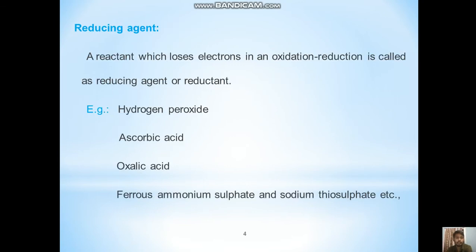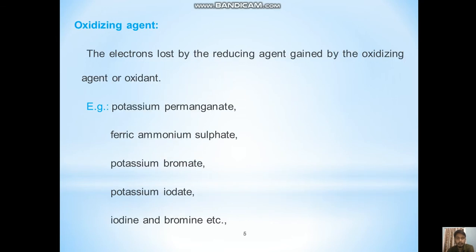species. So reducing agents are there. A reactant which loses electrons in an oxidation reduction is called a reducing agent or reductant. Some examples are hydrogen peroxide, ascorbic acid, oxalic acid, ferrous ammonium sulfate, and sodium thiosulfate. These are examples of reducing agents.